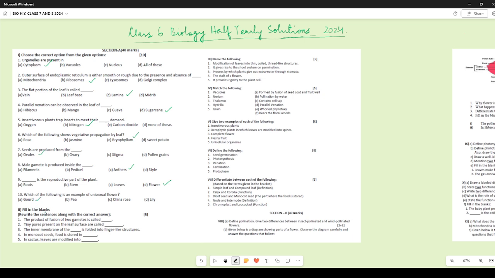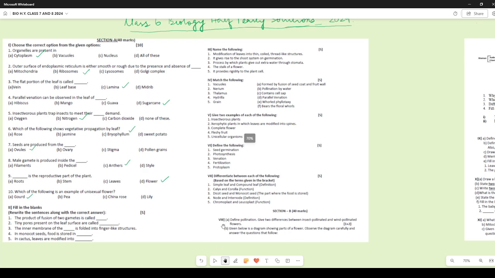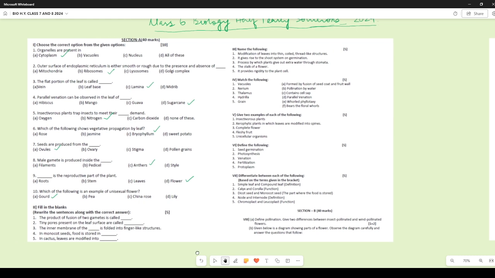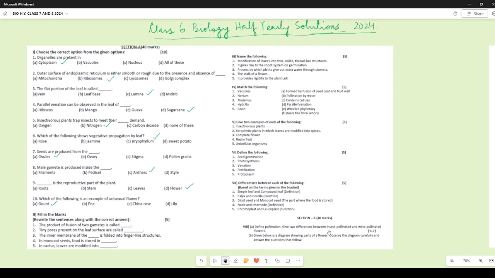Now let us look at fill in the blanks. The product of fusion of two gametes. Now remember, you are being asked the product. So the product is zygote.